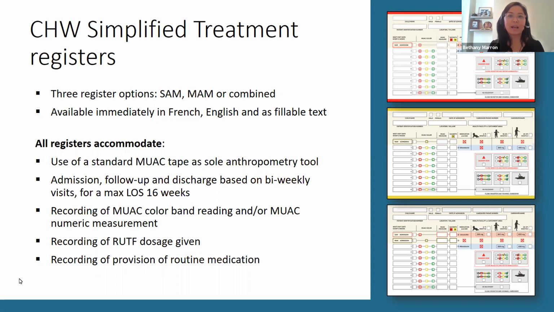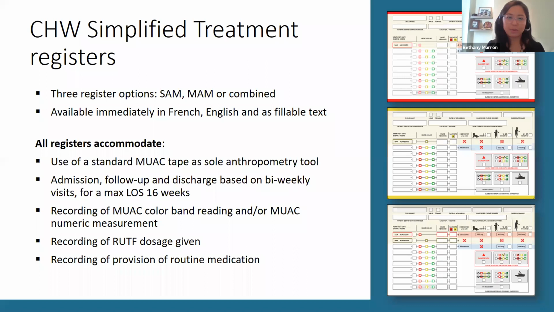The reason we developed these 3 registers and are giving implementers the option is because we know that some implementers will treat SAM only. Some implementers will treat MAM only. Some will treat both, or maybe they will start with SAM and phase into MAM. So we just wanted to have a couple options for you, and you can read the document to get a bit more background on how to make that decision.